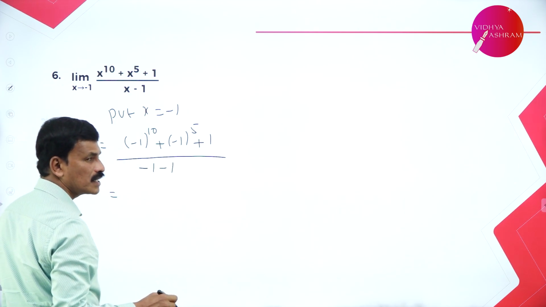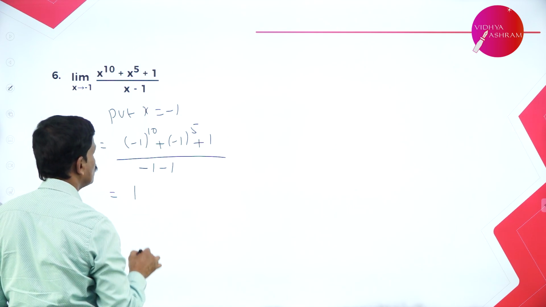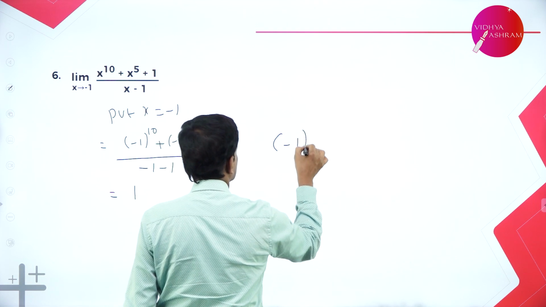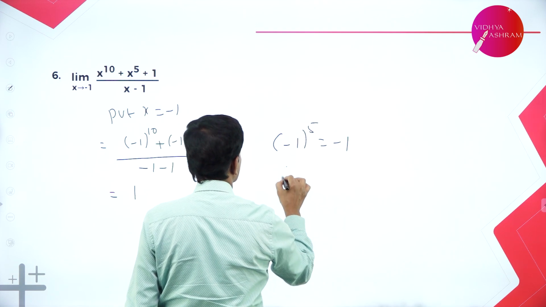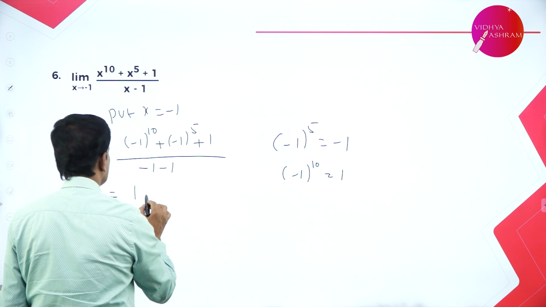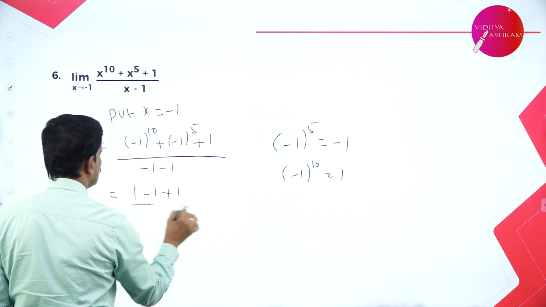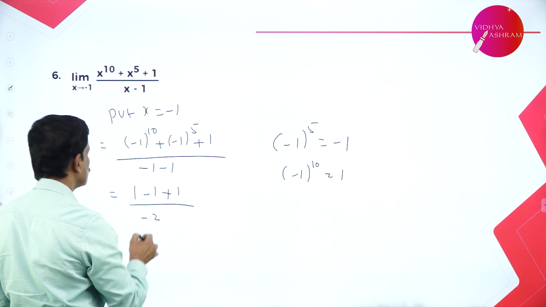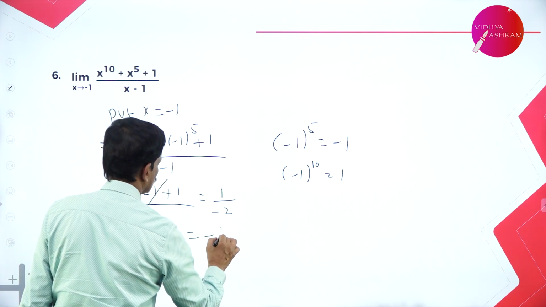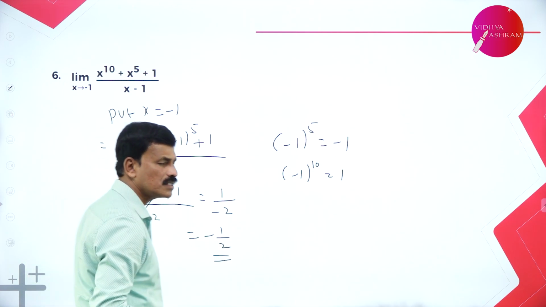If you multiply minus 1 ten times, you will get a positive value. If you multiply minus 1 five times, minus 1 to the power of 5 is minus 1, and minus 1 to the power of 10 is plus 1. So this becomes minus 1 plus 1 plus 1, divided by minus 1 minus 1, which is minus 2. Minus 1 plus 1 gets cancelled, 1 divided by minus 2, that's equal to minus 1 by 2, which is the simplified answer.